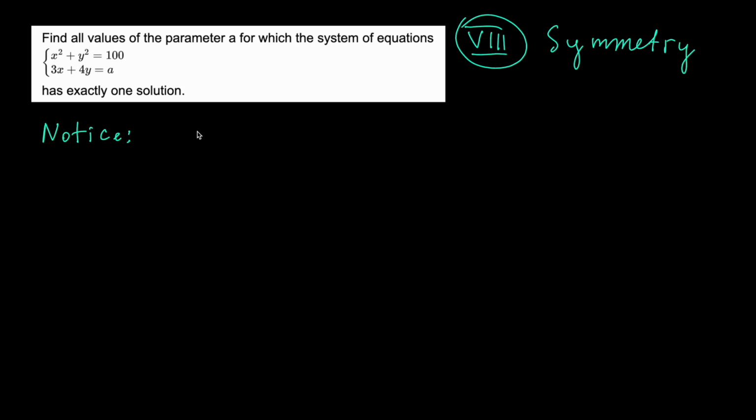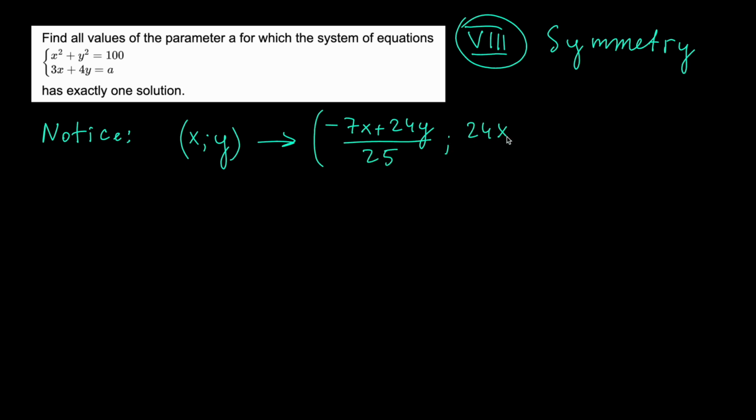How about that? Now let's consider solution number 8, the wildest one. And I'm pretty sure you didn't see this coming. We're going to use symmetry. Here's the idea. Notice that if we substitute x and y in the equation with a pair of numbers (-7x plus 24y) divided by 25 and (24x plus 7y) divided by 25. Wait, don't close the video yet. If we substitute x and y in the equation with that, then the equation remains unchanged. We're gonna have the same equation, there's no change.